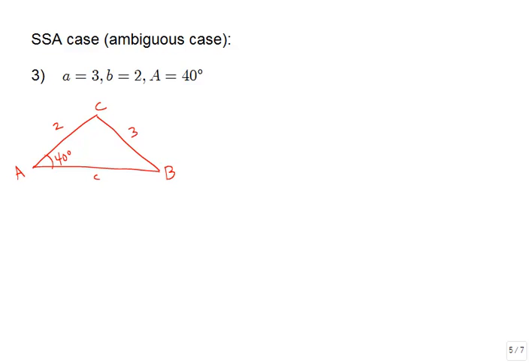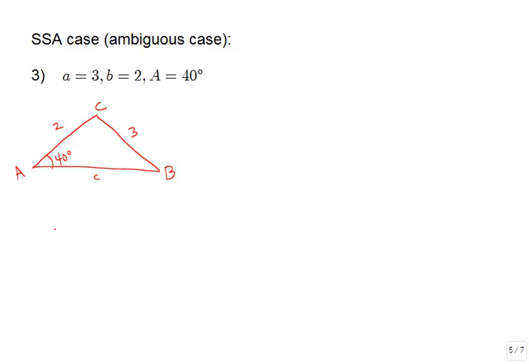So this time I'm only giving you one angle and two sides, and so there are different possibilities. You could either have 0 triangles, 1 triangle, or 2 triangles. So let's take a look at this example here. We know side A is 3, side B is 2, and angle A is 40.